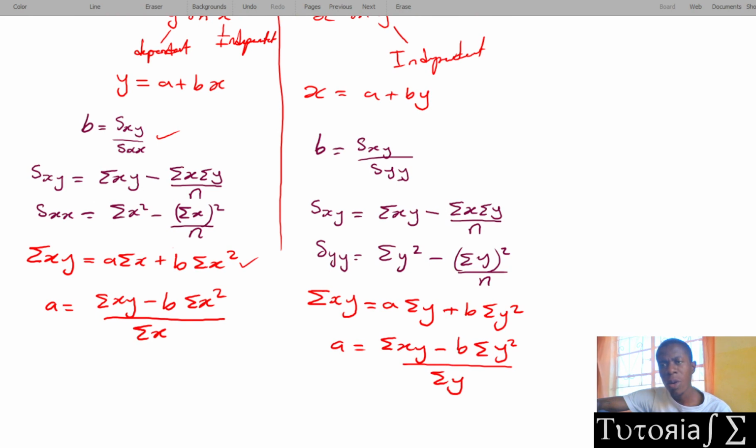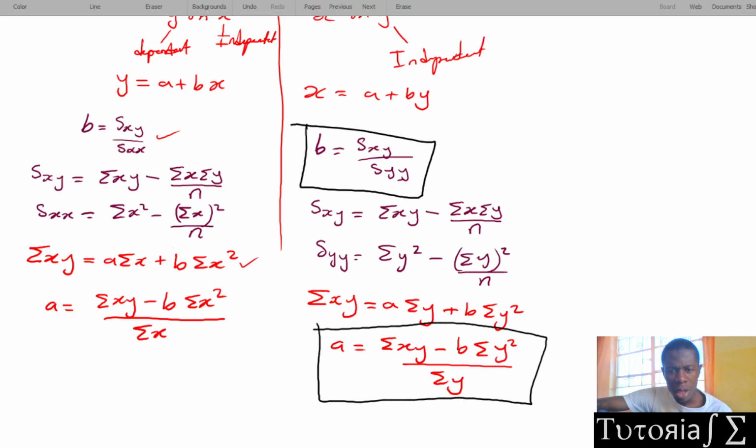So let me just circle our equations. For finding B, this one. For finding A, we can use this one, summation of xy minus B summation of y squared divided by summation of y.